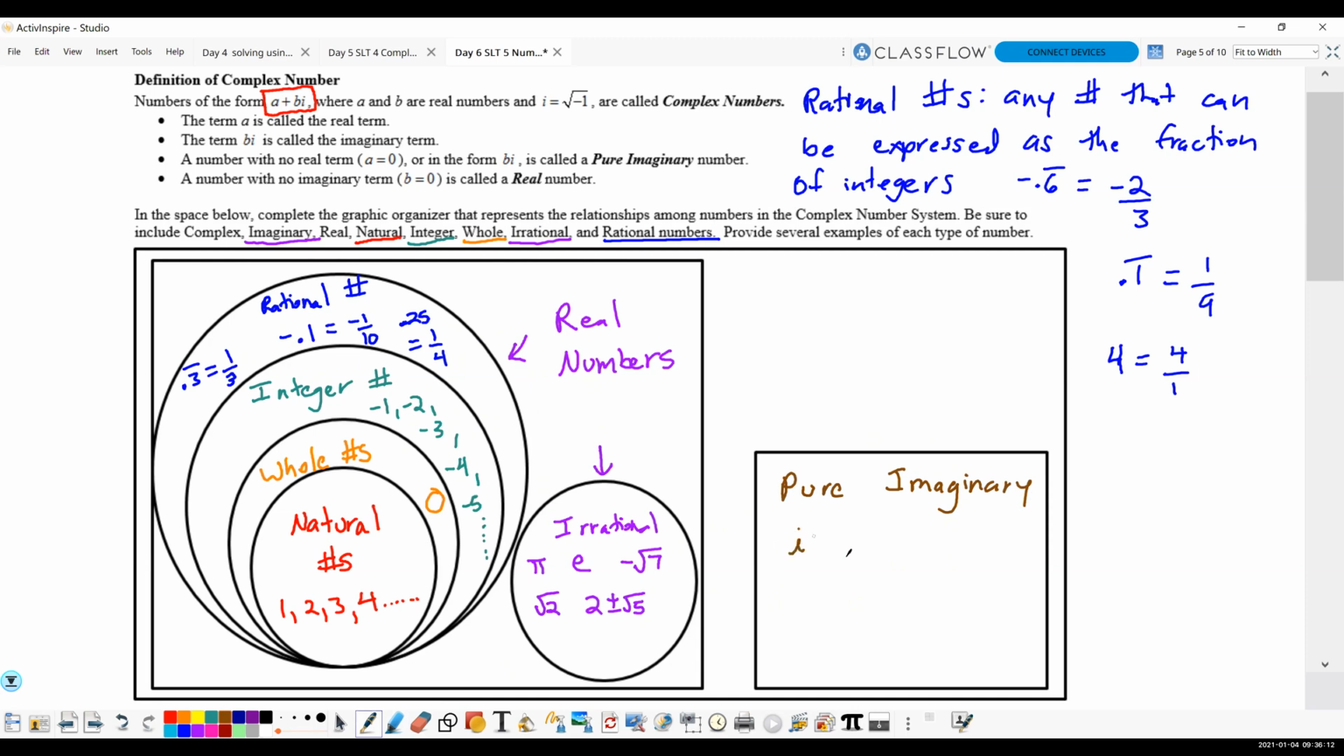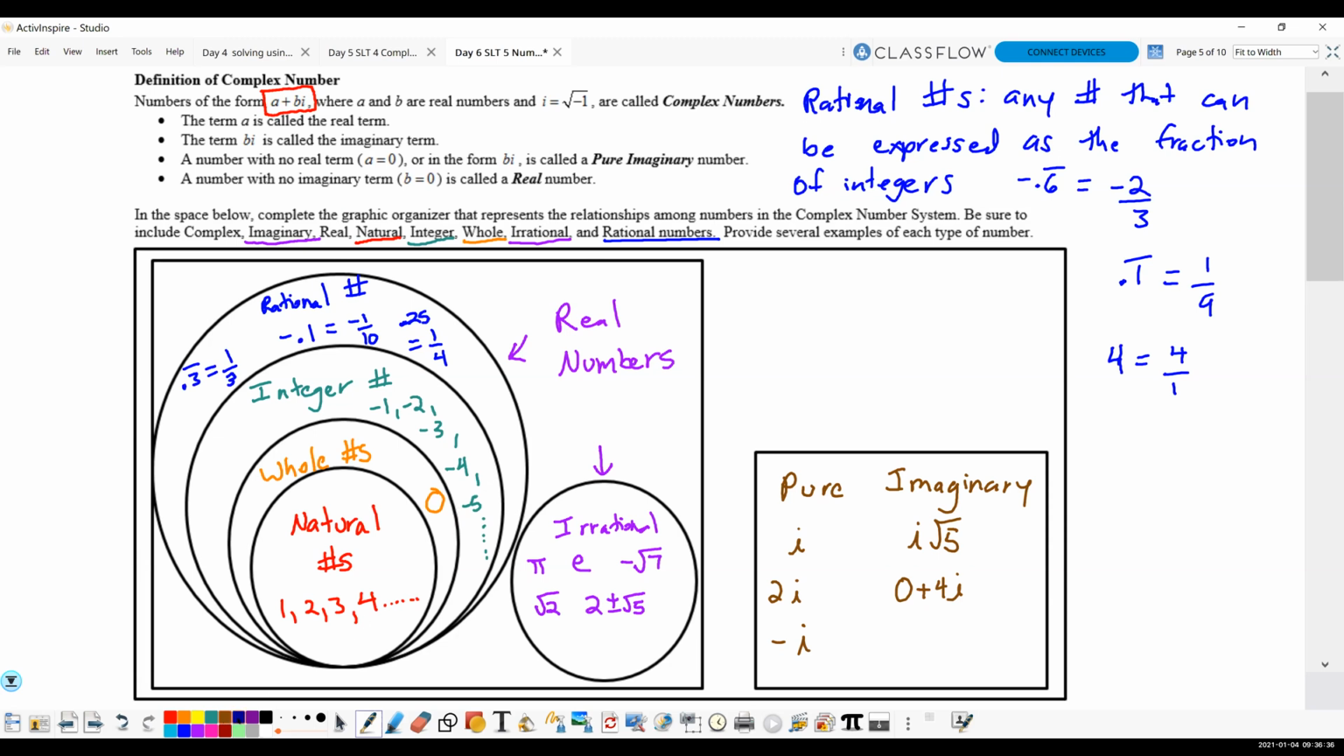So for example, i, 2i, negative i root 5. All of these are pure imaginary numbers. Remember, they don't have an a. So it's almost like 0 plus 4i. There's no real component.